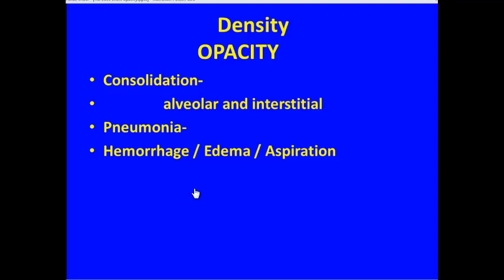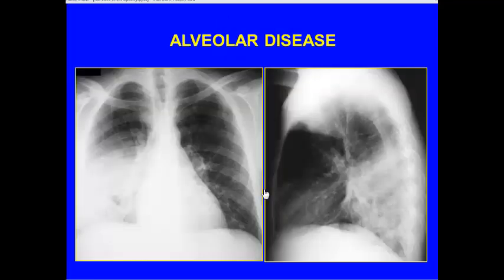So continuing on with opacity, what about consolidation or airspace disease, or whether we're going to call it alveolar disease as airspace and interstitial disease? Those are manifestations of that increased density or opacity, but we'll talk about consolidation. And typically we're going to be looking for things that could be pneumonia, but realizing that hemorrhage or edema or even aspiration, all those could give a similar pattern or appearance on a chest x-ray. So what can we look at?